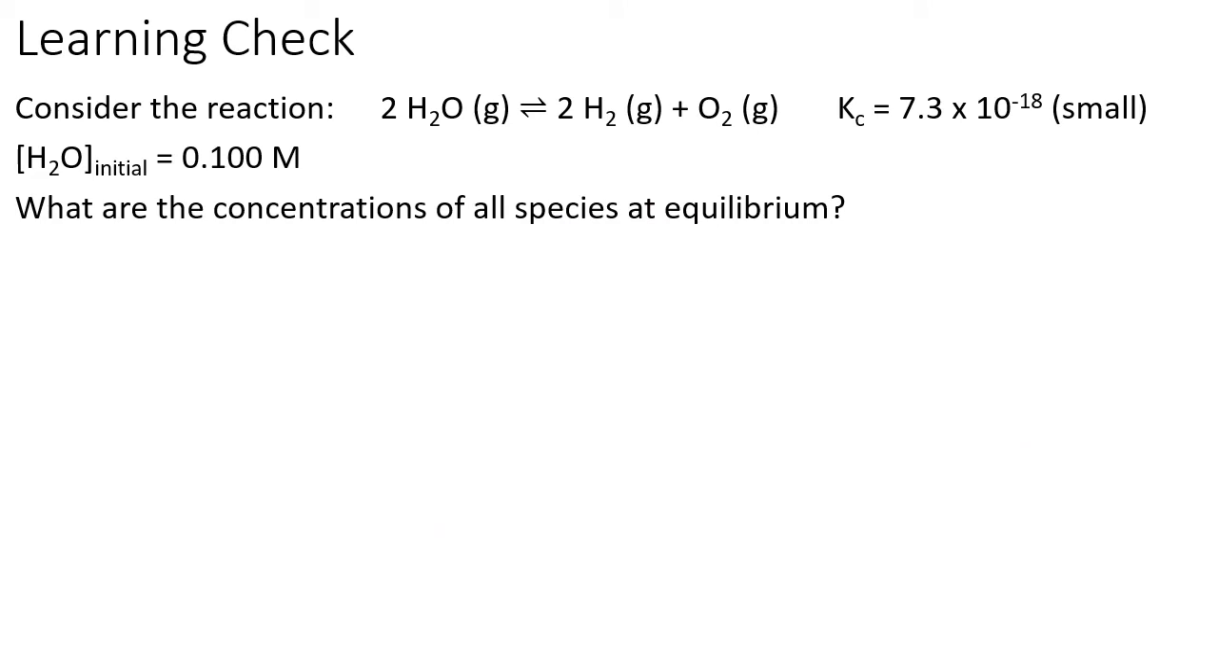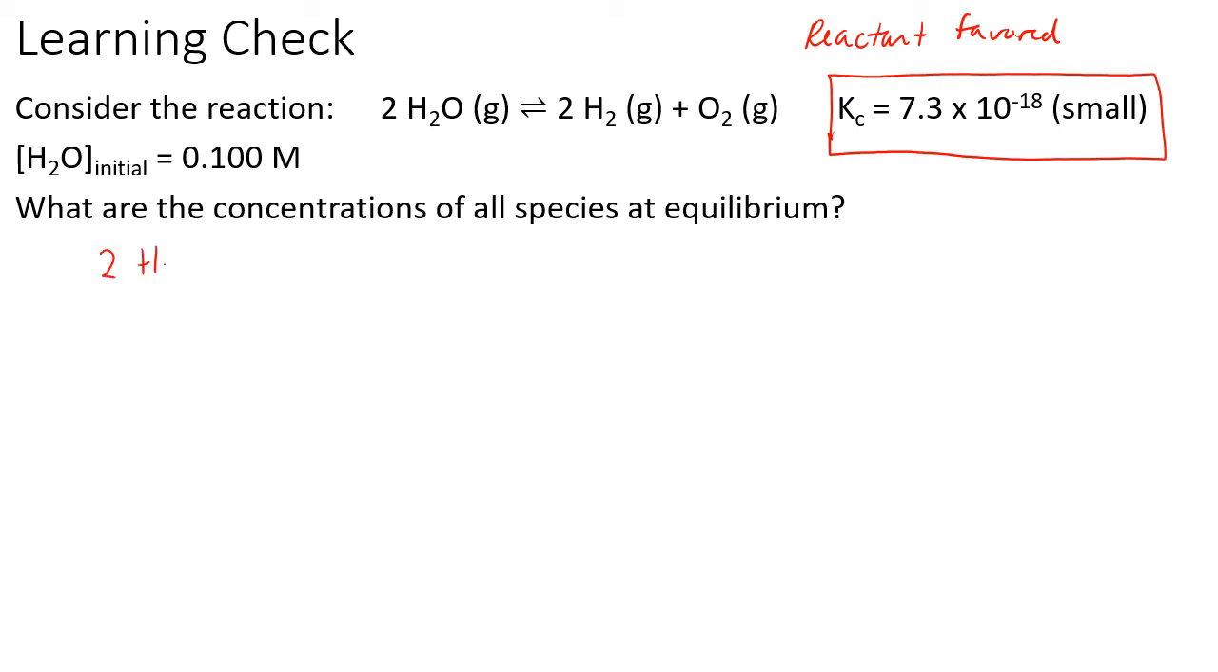Let's try an example using this simplifying technique. We have the reaction 2H2O forming 2H2 plus O2. And notice our value for our equilibrium constant Kc is 7.3 times 10 to the minus 18th. It's a very small number. So this is a very reactant favored equilibrium. That means that when the reaction occurs, it's going to stay on the side of the water. There won't be very much hydrogen and oxygen produced. Let's set up our ice table. We have our 2H2O in equilibrium with 2H2 plus O2.